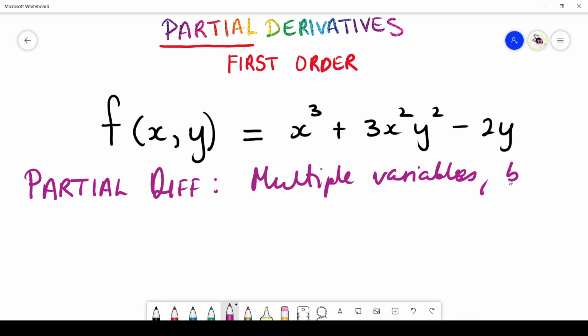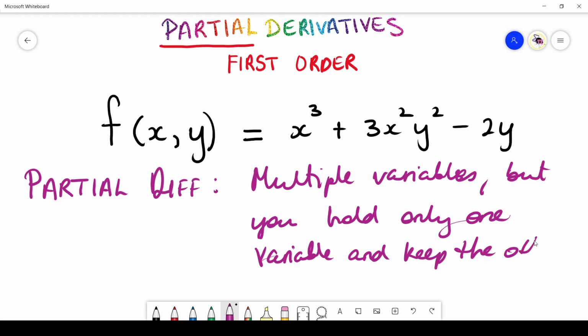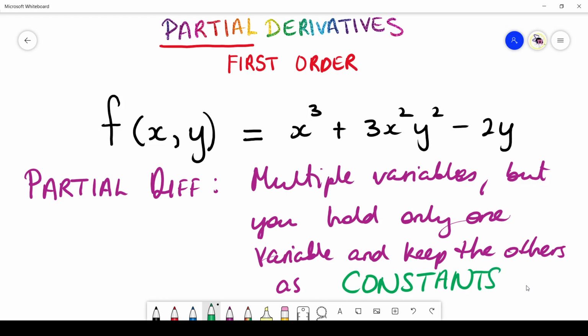However, what you need to do is hold only one variable and keep the others as constants. That is the key word here. That is the key word on this screen. And I'm going to be speaking a lot about that word constant.